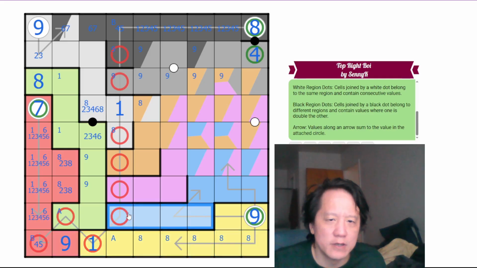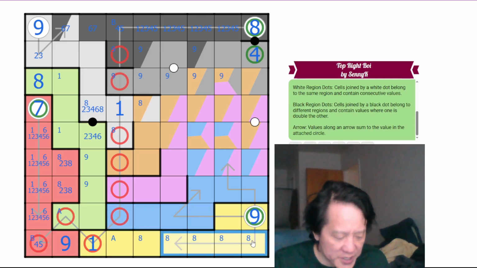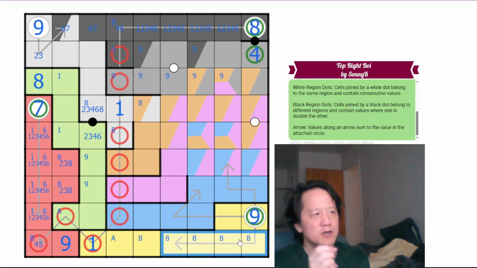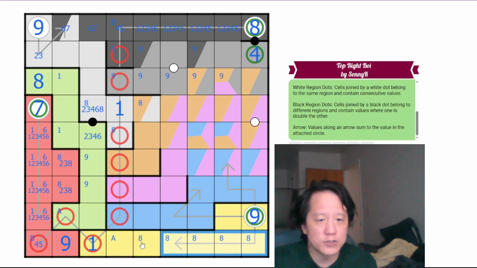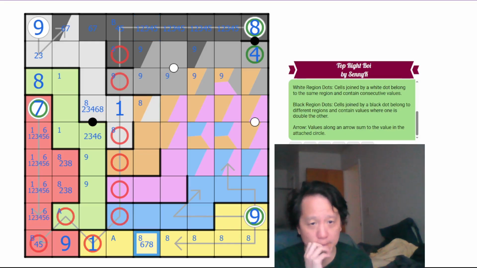None of those can be 9. If this is 8, the remaining digits must add up to 18 minus 8, which is 10. That's 3 digits adding up to 10 without a 1. And without a 1, it's only 2, 3, 5. So either this is going to be 8, or this is 2, 3, 5, 8 here, and this must then be 6 or 7. So this is 6, 7, or 8 there.